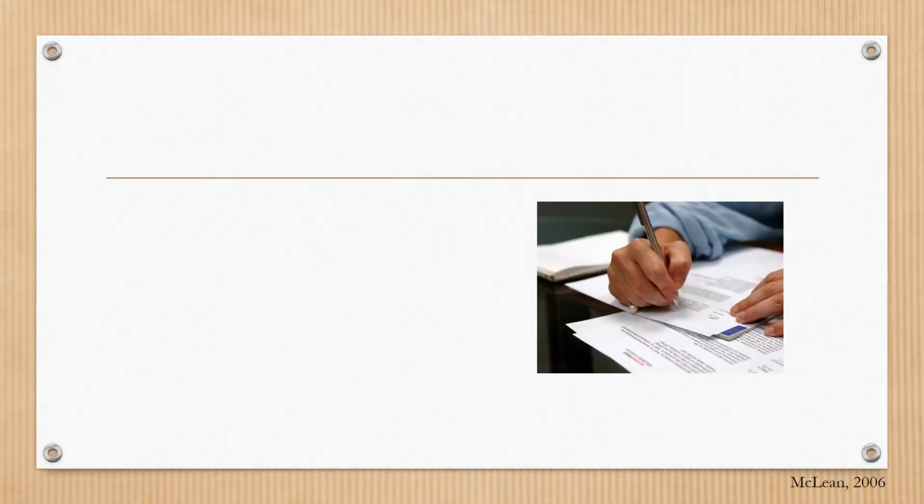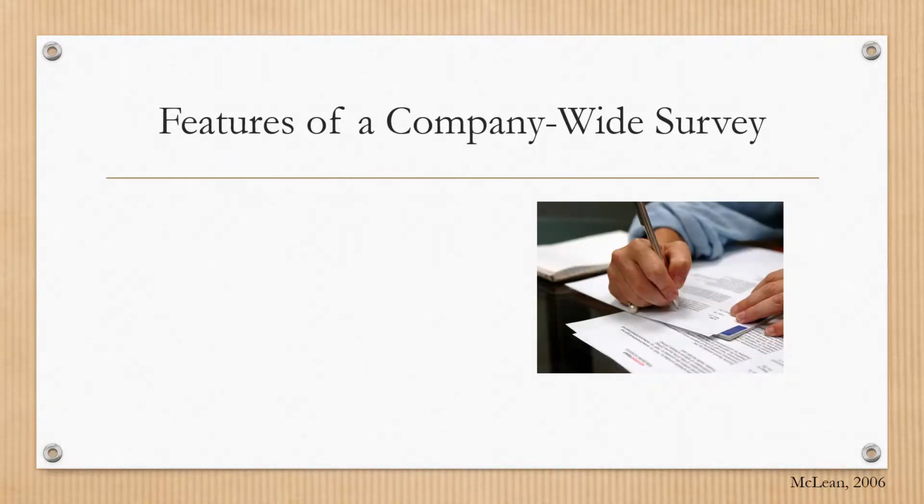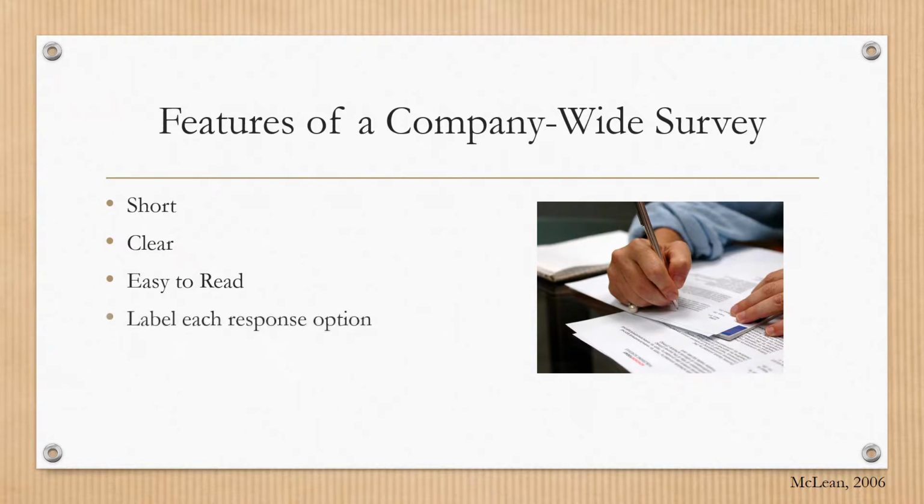Features of a company-wide survey. The survey should be short, as in no more than 10 minutes. The questions and directions should be clear and understandable. The font should be large enough to read, with enough space to write and color contrast. The survey should be both reliable and valid. Reliability is defined as consistency, and validity means you are measuring what you intended to measure.